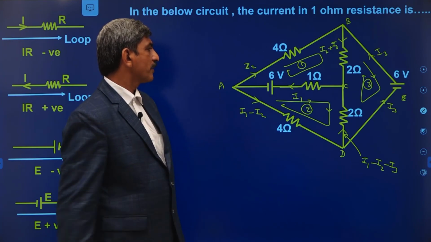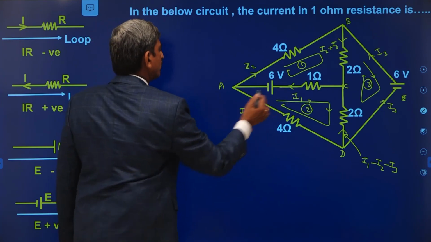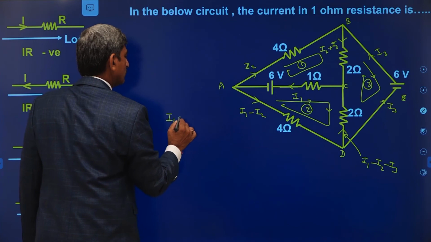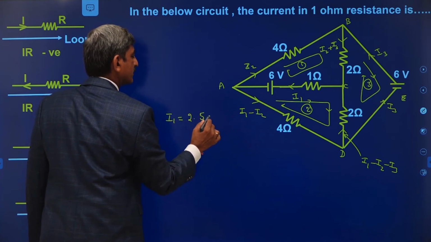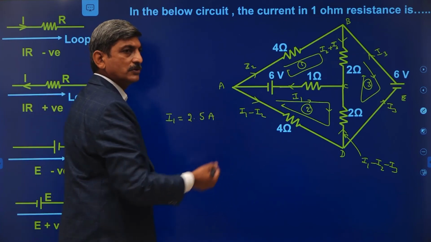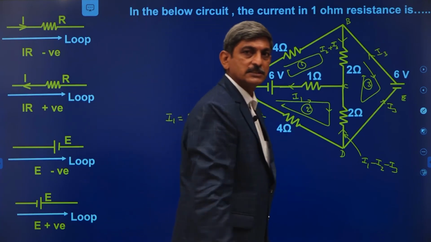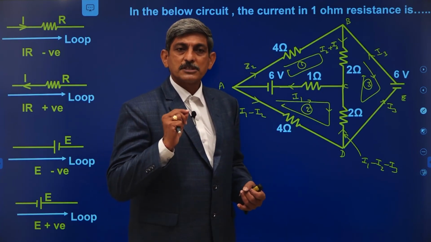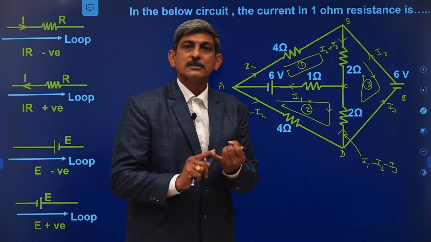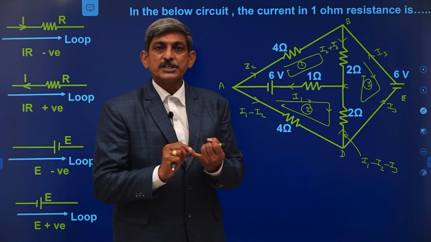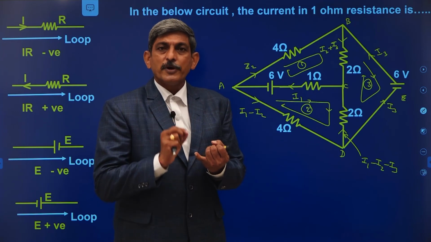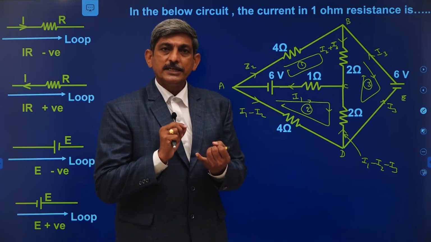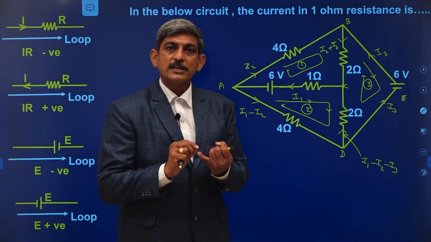After solving the problem, you will get the current I1 as I1 is equal to 2.5 amperes. So do it and practice it while solving the problems. So keep something in mind. First of all, at the various positions, mark the points as A, B, C, D, E, and so on, if points are not mentioned in the problem.